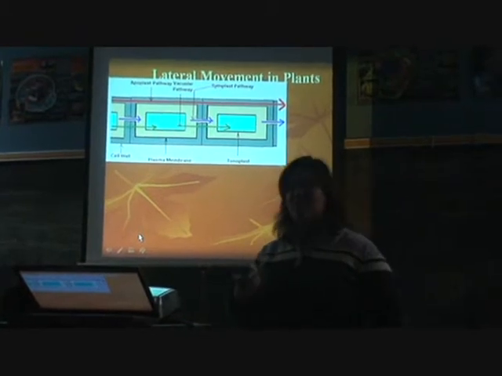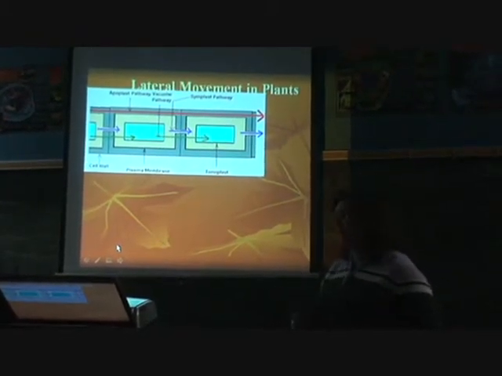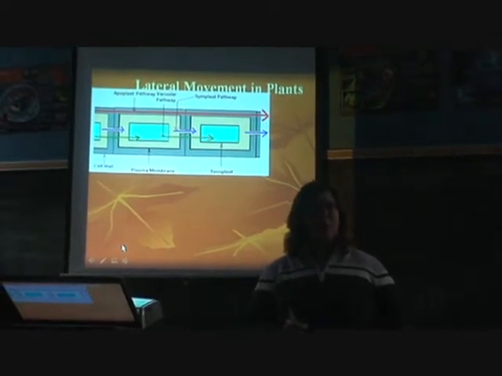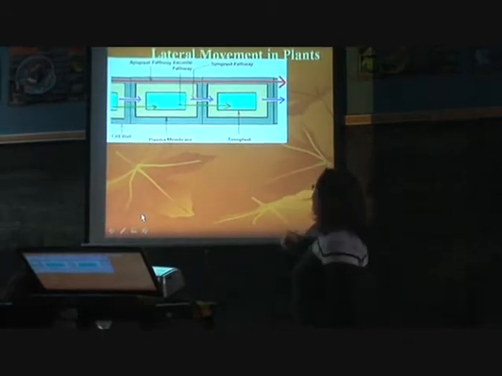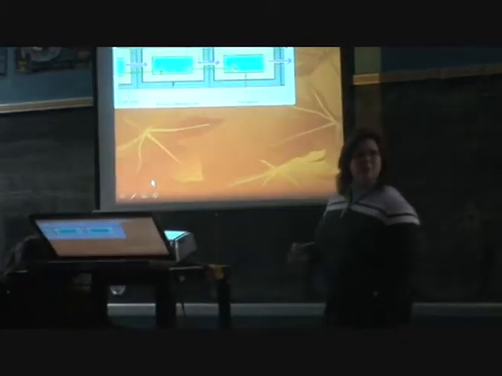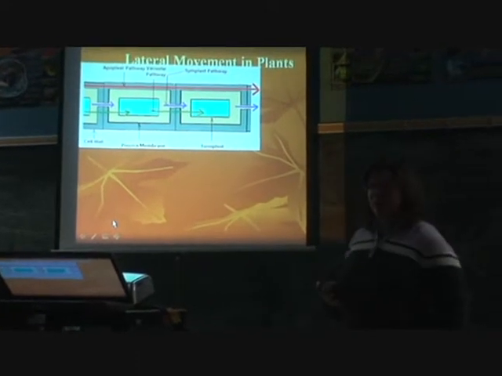Gap junctions. The difference being the gap junctions are so tiny that they only let ions move through. Plasmodesmata are so big that whole proteins can go through. Okay? So big stuff can move through plasmodesmata.